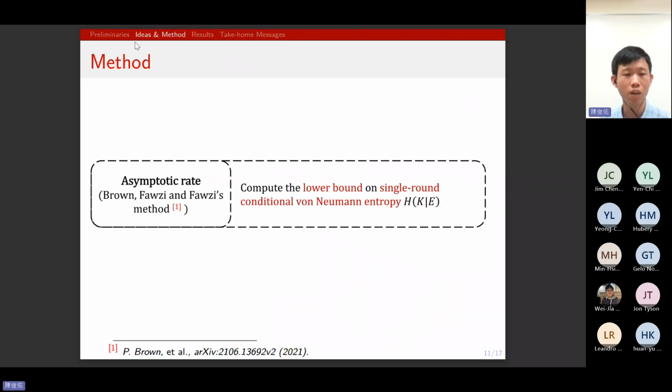So let's talk about the method I use to derive the results I'm going to show in the next section. The first thing I need to compute is the conditional min-entropy. And actually, we don't need to really compute the minimum of the entropy subject to those constraints. We can just compute a lower bound on this quantity. So I first compute the lower bound on this conditional min-entropy with the Brown-Fawzi-Fawzi method. And this lower bound can serve as the asymptotic rate for the randomness generation.